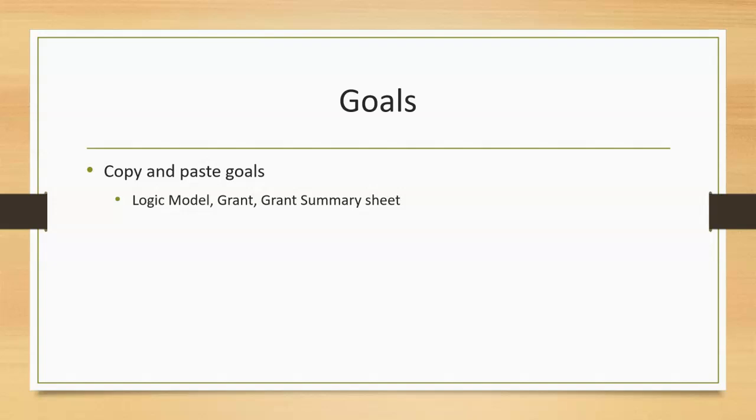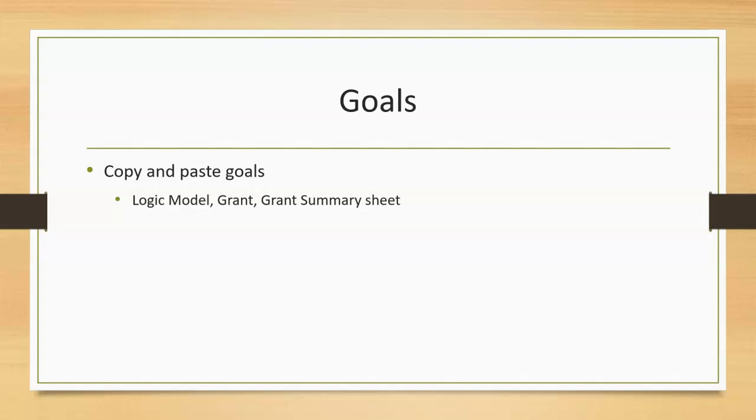The next part of this paper is goals, and you're going to copy and paste the goals. And the goals are the ones from the grant summary sheet. There are 3 places that you could find the goals listed on this slide: logic model, grant, and grant summary sheet.